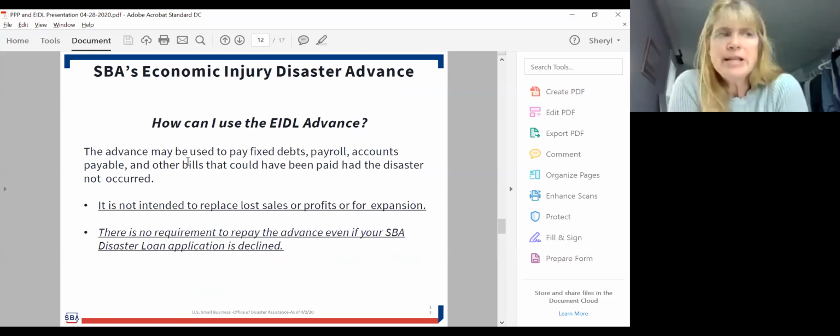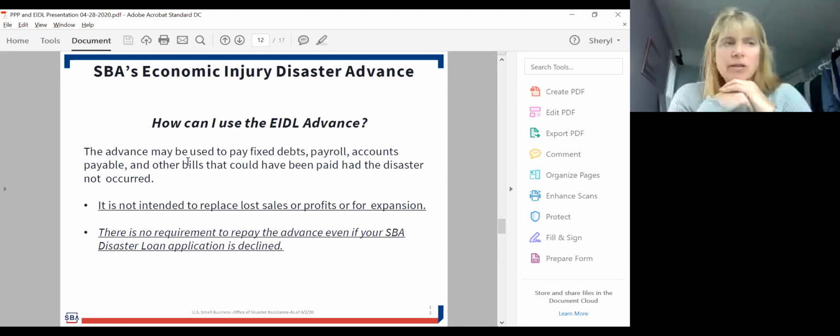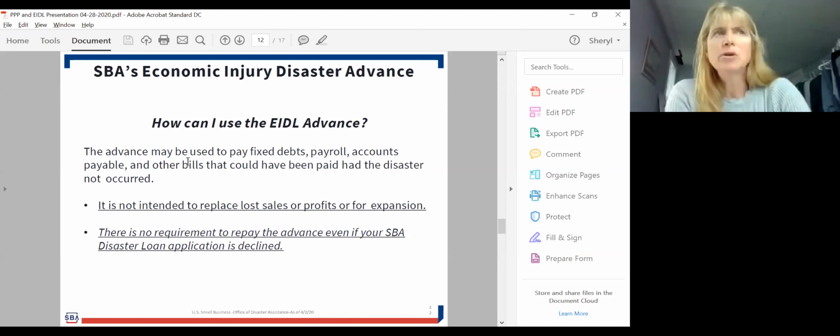Originally, it was intended to be $10,000, but the amount of inquiries outpaced, as we know, the deluge. So what's happening now is businesses are given $1,000 per employee up to the $10,000. So if you have 8 employees, you would receive an advance of $8,000. It's just a way to help even out the giving of the funds to everybody that they can.